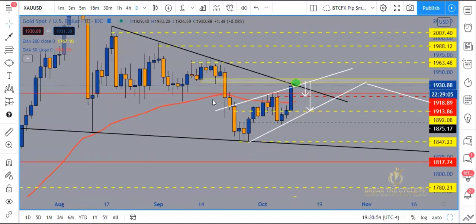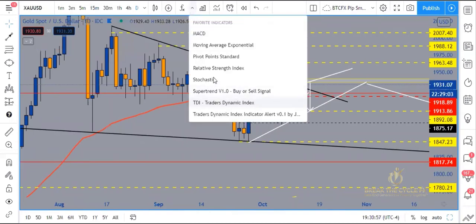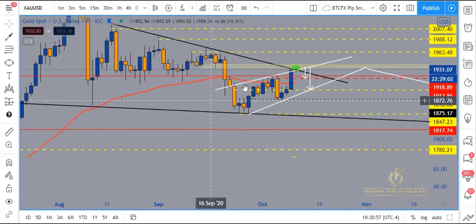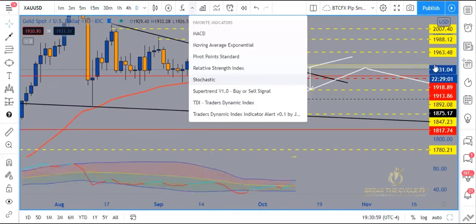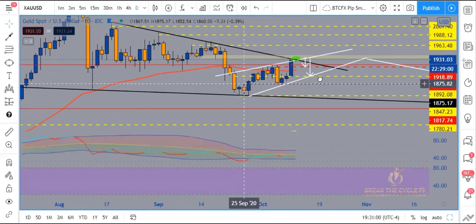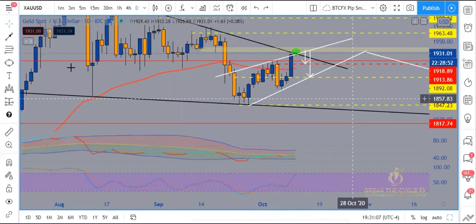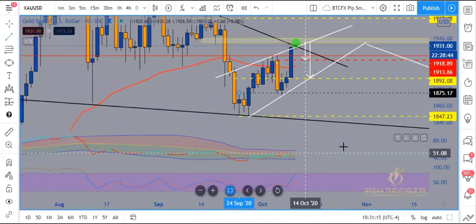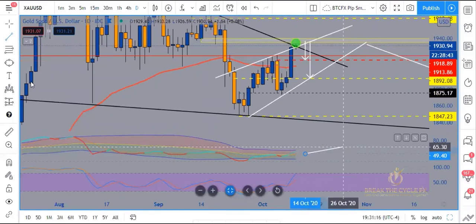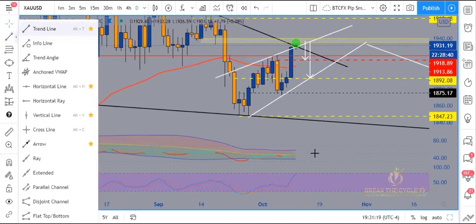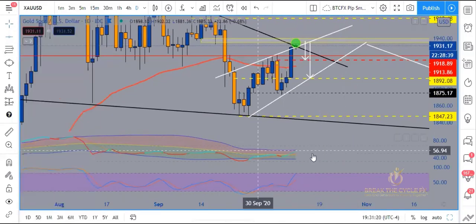And one more thing I want to look at. Let's look at the TDI real quick, and the stochastic. Now that we have our bias, let's check out the TDI real quick. Boom. Market sentiment. Market sentiment is below the 50 static.